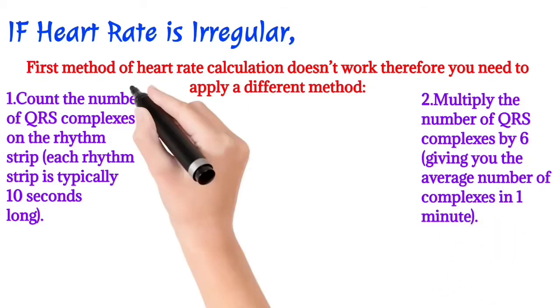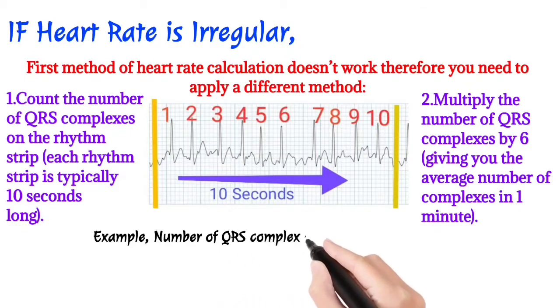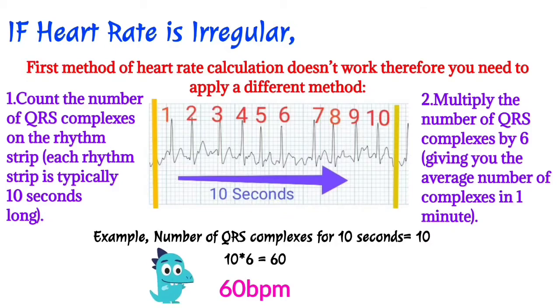As an example, the number of QRS complexes in an irregular ECG for 10 seconds equals 10. 10 multiplied by 6 equals 60. The patient's irregular heart rate is 60 beats per minute.